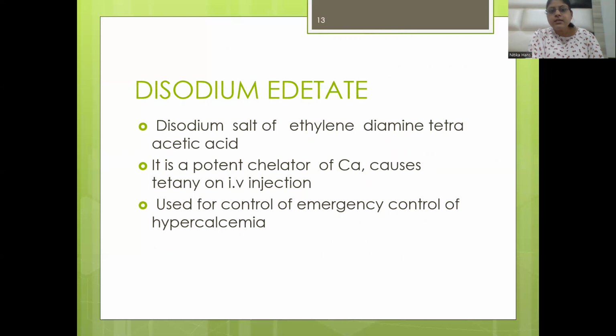Disodium edetate is the disodium salt of ethylenediaminetetraacetic acid and it is a calcium chelator. So it can cause hypocalcemia on IV injection. It can cause tetany and it is used in the emergency control of hypercalcemia.